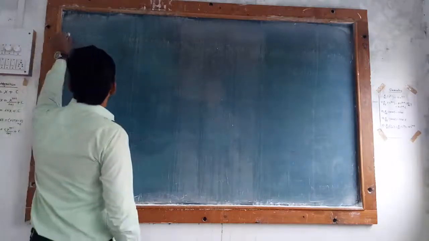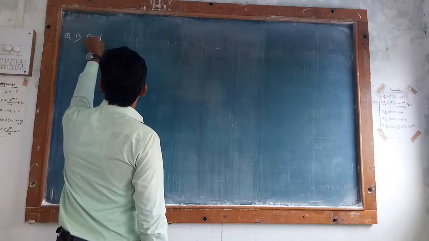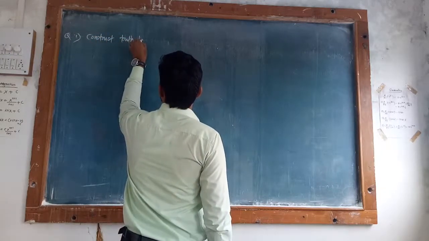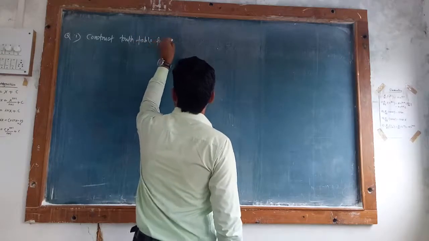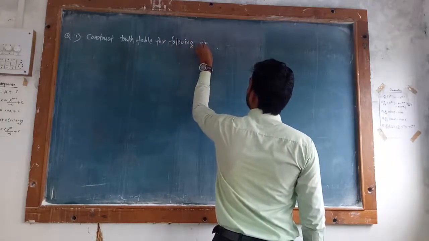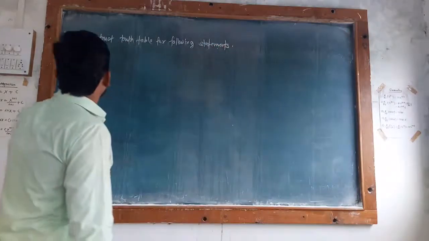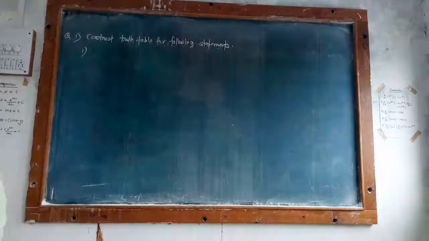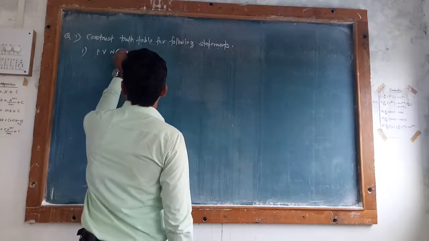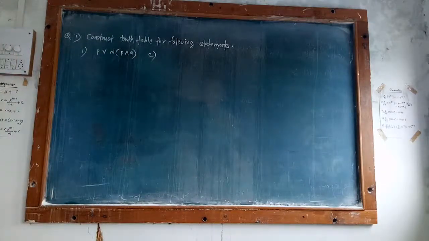So let us write down the question. Construct truth table for the following statements. And the first proposition is P or negation of (P and Q). What is your first proposition? That is P or negation of (P and Q).